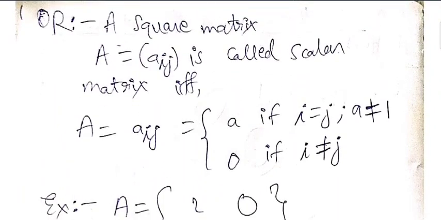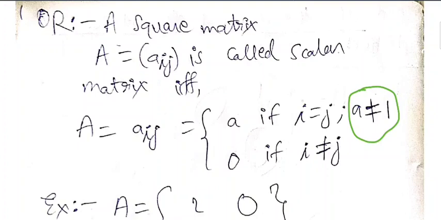Now we have another definition also for a scalar matrix. A square matrix A equal to [aij] is called a scalar matrix if aij equals a when i equals j, with a not equal to 1, and equals 0 if i is not equal to j.